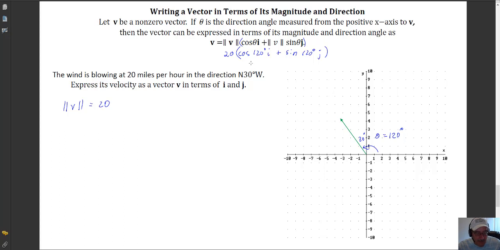So the cosine of 120 degrees we know is negative 1/2 i. There's that darn unit circle again. Plus the sine of 120 degrees is the square root of 3 over 2 j. So distributing through here, we're going to get the final answer of negative 10i plus 10 times the square root of 3j. This would be our vector with this described.